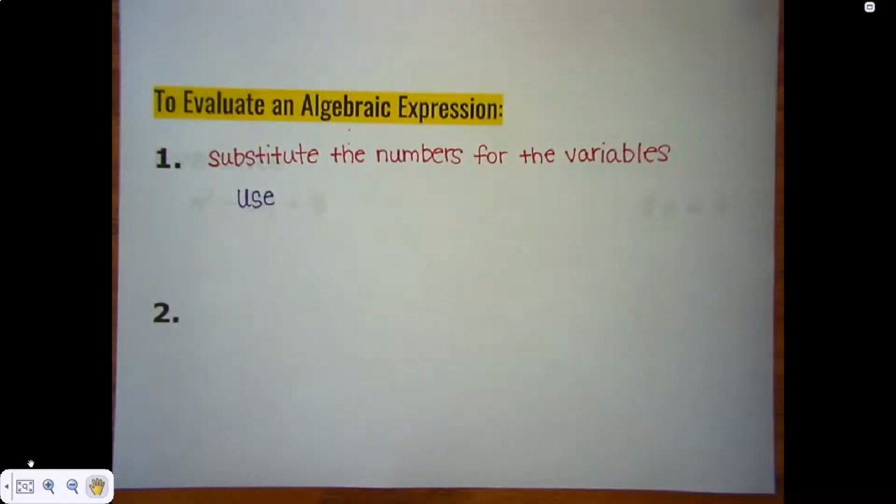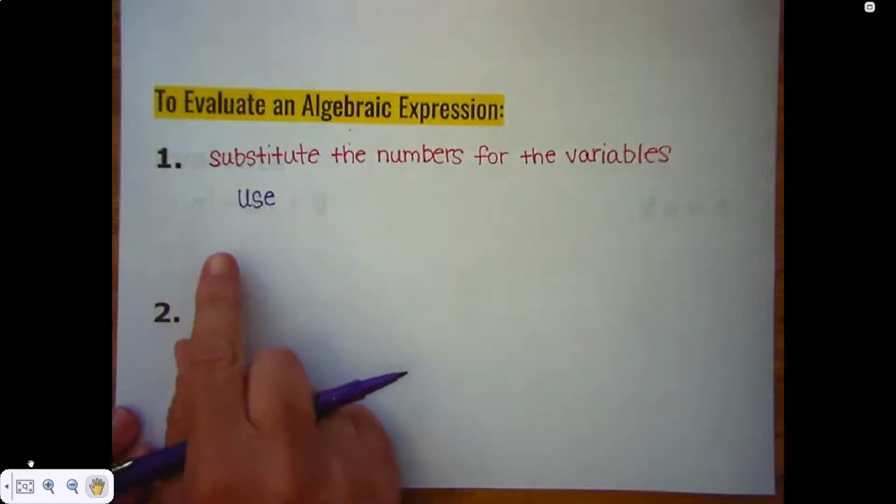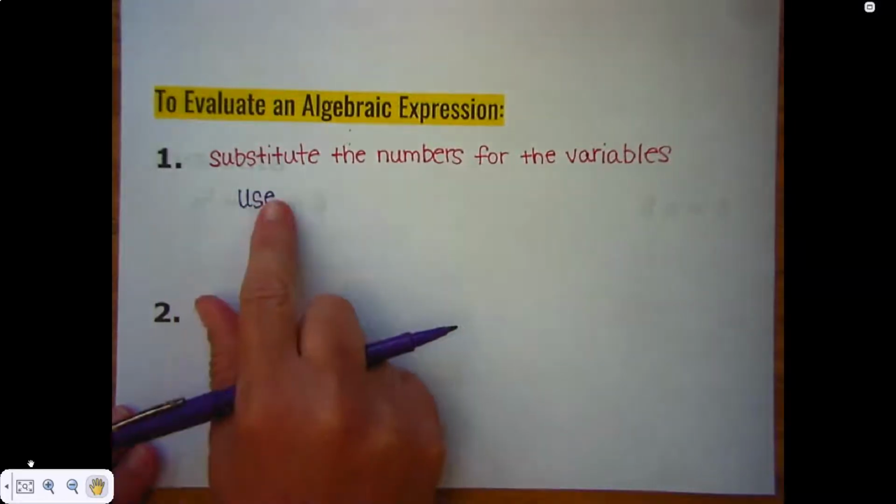Okay, here is part 2 of the video. I got cut off in that last one, so I'm going to finish it up here. So to evaluate an algebraic expression, step 1, we had already said, was to substitute the numbers for the variables.